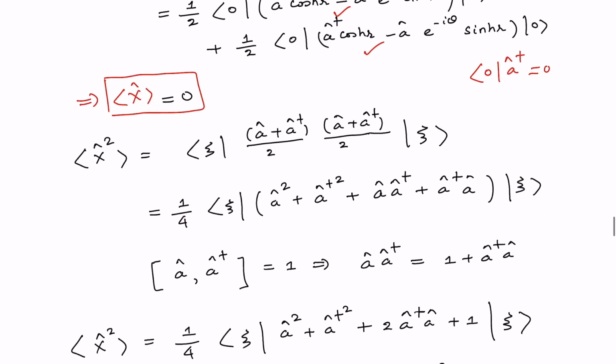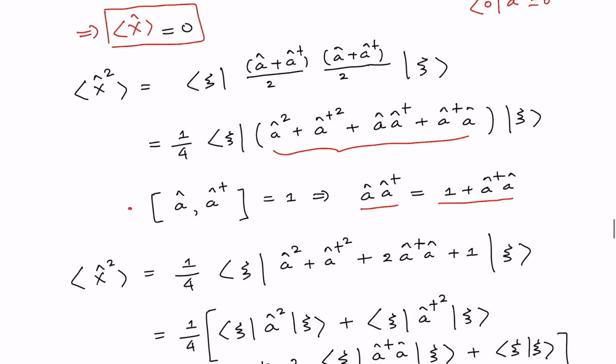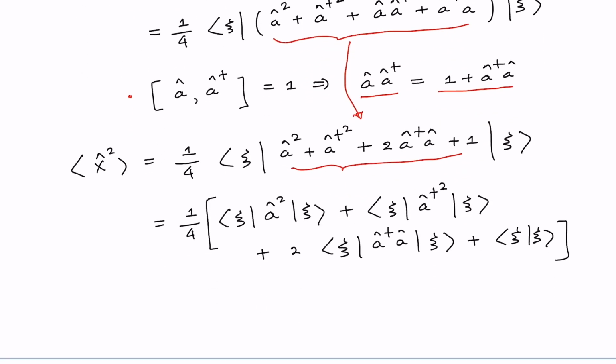Then you can find out what is x square. You have to open up these terms, and this is what you are going to get. And by the way, here I have exploited this particular relation that a a dagger is equal to 1 plus a dagger a. Utilizing this expression, I can now write it in this particular form. And if I break it up this way, then I am going to get 4 terms, as you can see.